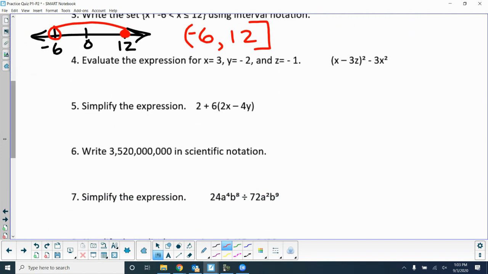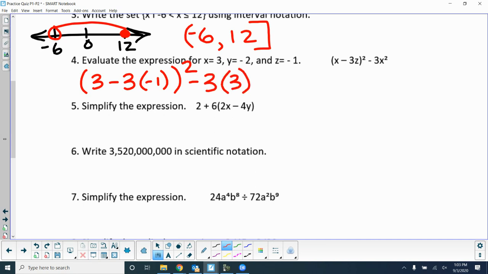All right, number 4, we're going to evaluate. That means we're going to substitute numbers in for the variables and then use our order of operations to figure out the answer. So I got parentheses, and then X is 3 minus 3 times Z, and Z is -1, and that's squared, minus 3 times X, which is still 3 squared. So that's how it looks after we substitute the numbers in. If you want to put all that in the calculator and hit enter, it'll do it for you, because it will follow the order of operations.